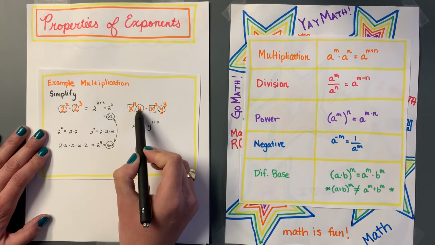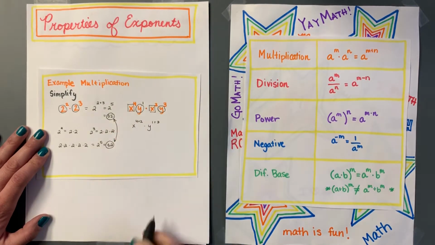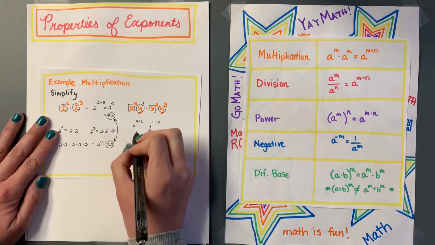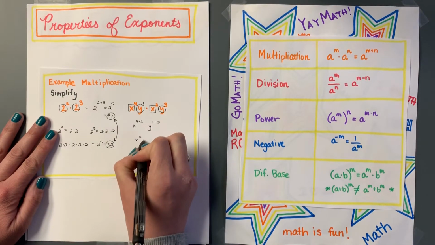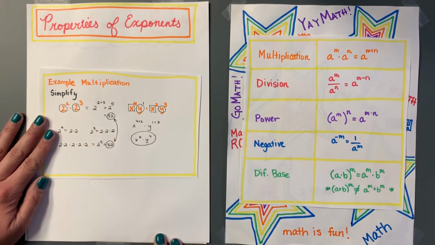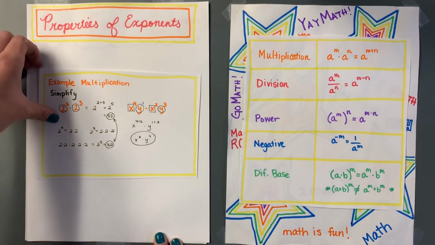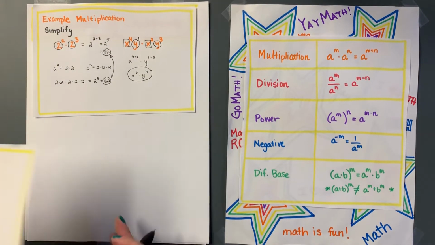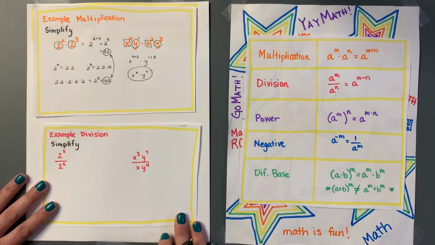Remember, because there is a y here with no exponent, it has an implied exponent of 1. So this gives me x to the 6 times y to the 4th. So that's my example for multiplication. Let's go through some similar examples, but this time for division.